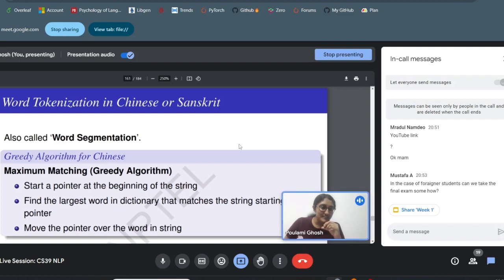Mustafa asks whether, in the case of foreign students, they can take the final exam somehow. Please contact the NPTEL team. I don't know about these administrative queries. Please drop a mail to the NPTEL team. They'll surely help you out.